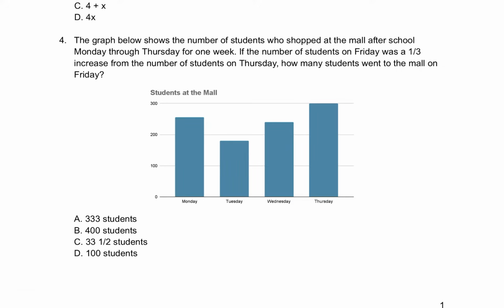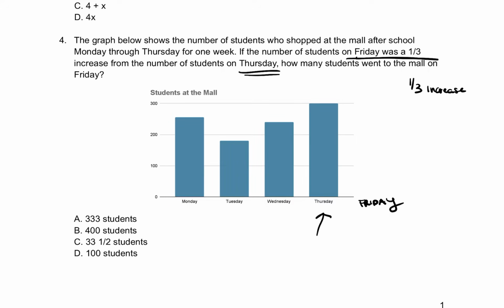Okay, so question number 4. It says the graph below shows the number of students who shopped at the mall after school Monday through Thursday for 1 week. If the number of students on Friday was a 1/3 increase from the number of students on Thursday, how many students went to the mall on Friday? So we're going to pretend this is the very next day. It was a 1/3 increase, and we're comparing to the number of students on Thursday.